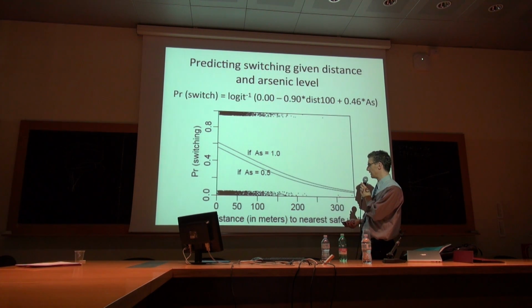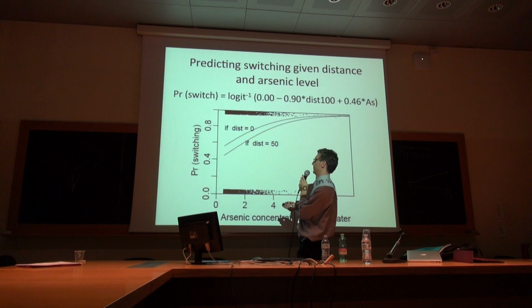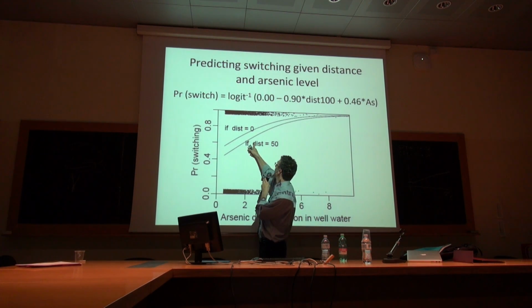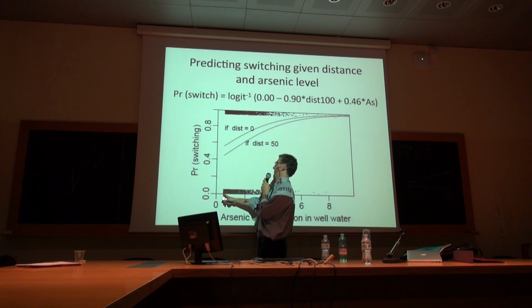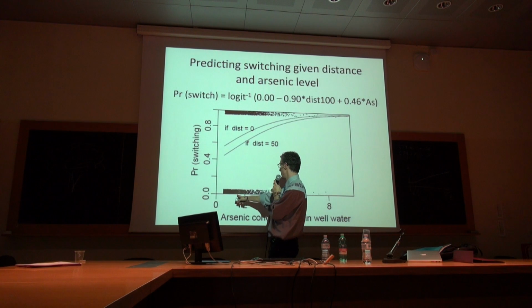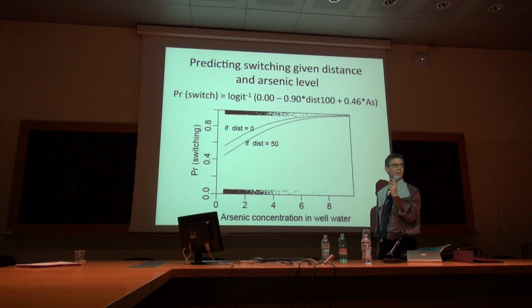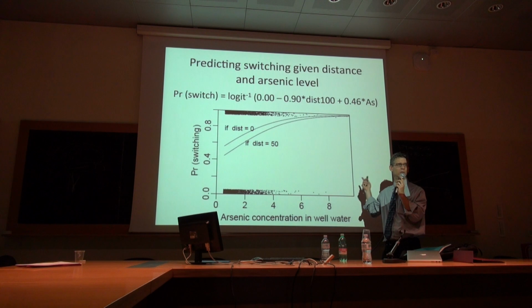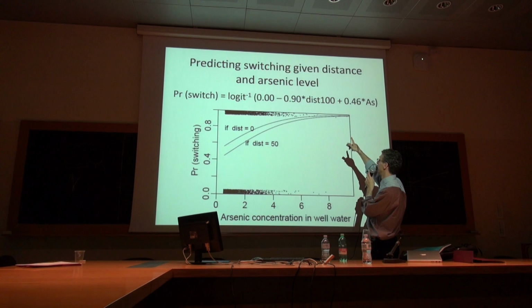Now we can also plot it the other way. So now I plotted the probability of switching as a function of arsenic. And here are people who are 0, and here are people who are 50 meters from the nearest safe well. The arsenic levels are mostly between 0.5 and 1, but some people have arsenic levels as high as 8. If your arsenic level is 8 or 9, you should definitely switch. I mean, it's really bad. You don't want to be drinking that stuff. And indeed, the people with very high arsenic levels were more likely to switch.